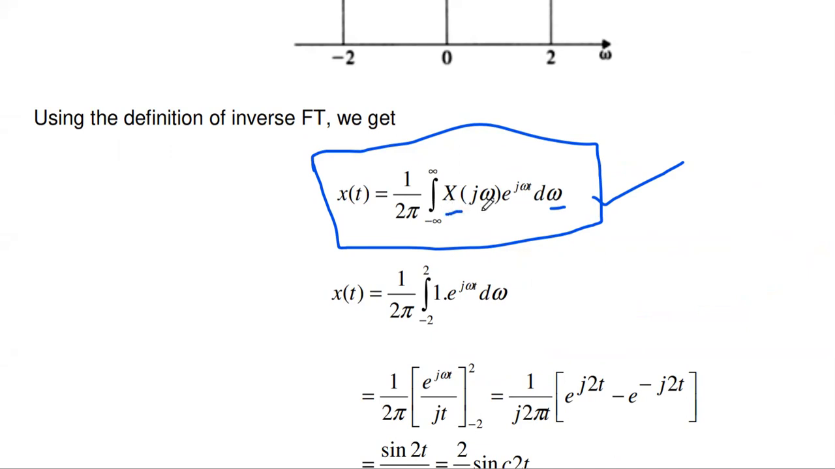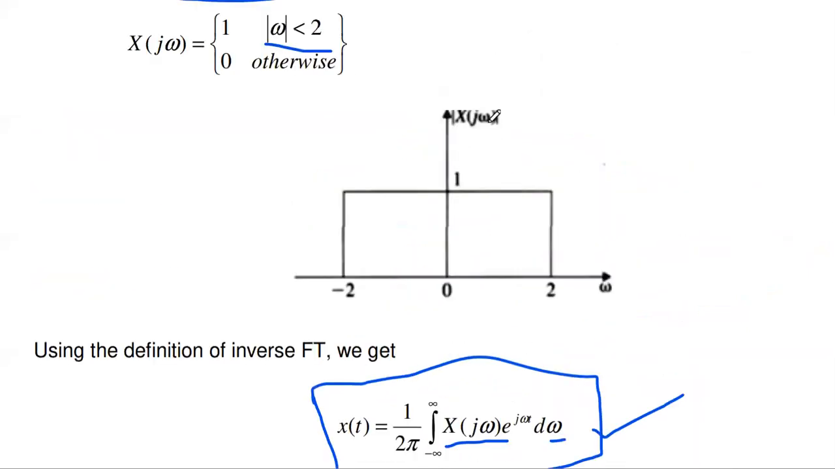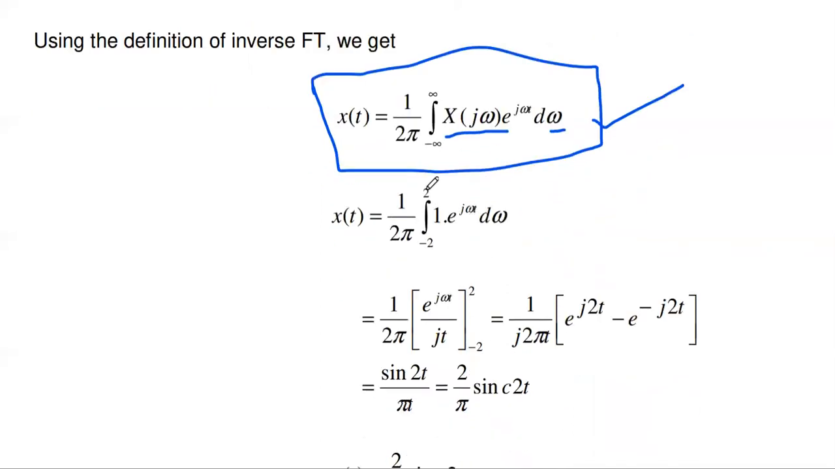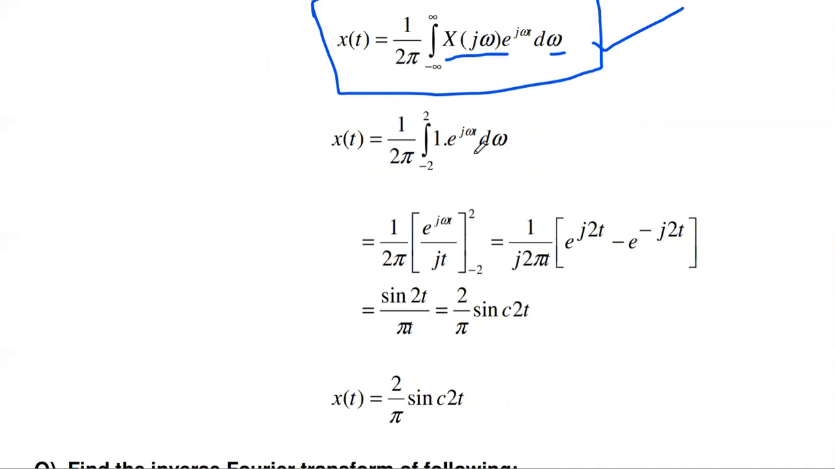So in that formula we have to substitute the x of j omega value. So what is the x of j omega value? The x of j omega is constantly 1 for omega between -2 and 2. For the remaining frequencies, x of j omega is 0. So that's why the integration from -infinity to infinity is restricted to -2 to 2. Since from -infinity to -2, the x of j omega is 0. Similarly, from 2 to infinity, the x of j omega is 0. Only in this interval does x of j omega have the value 1. So that's why the integration from -2 to 2 of 1 into e power j omega t d omega. Okay, that's all.